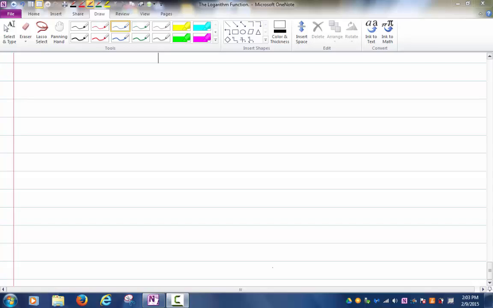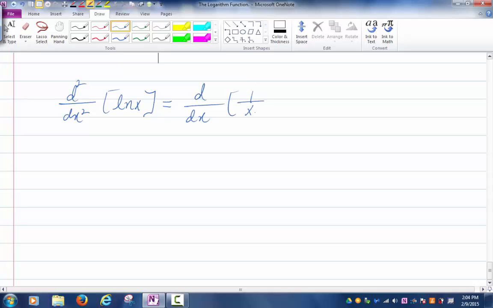So take the second derivative. Remember, if I take the second derivative of the function ln x, that would be the derivative of the derivative, right? So what's the derivative of ln x? 1 over x. And what is that equal to?